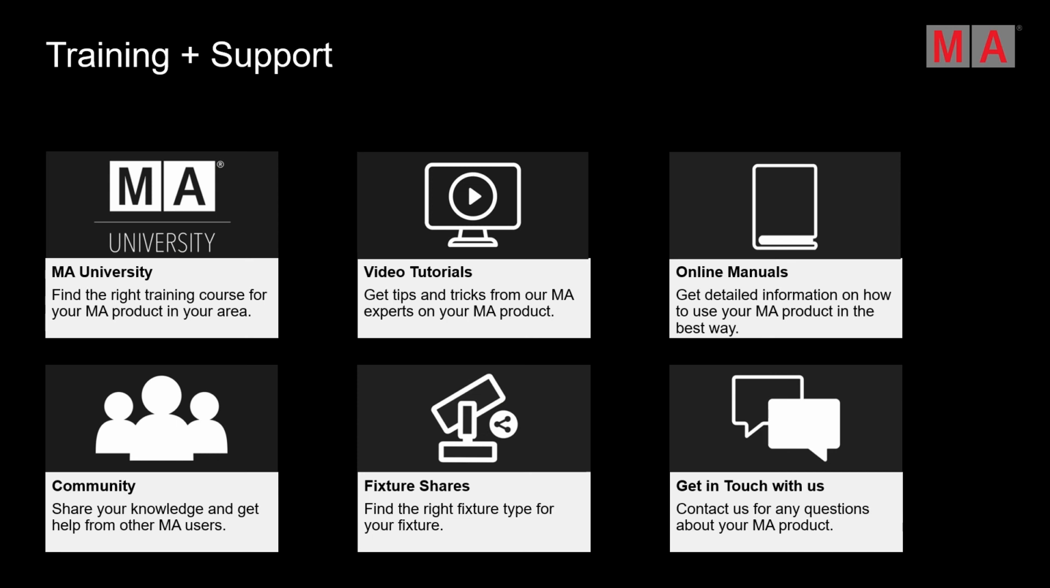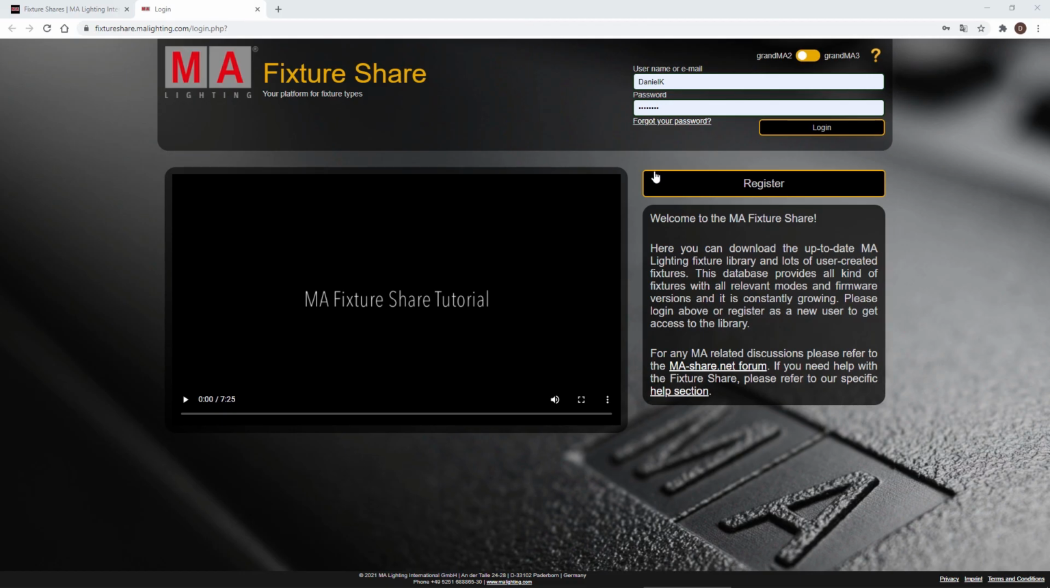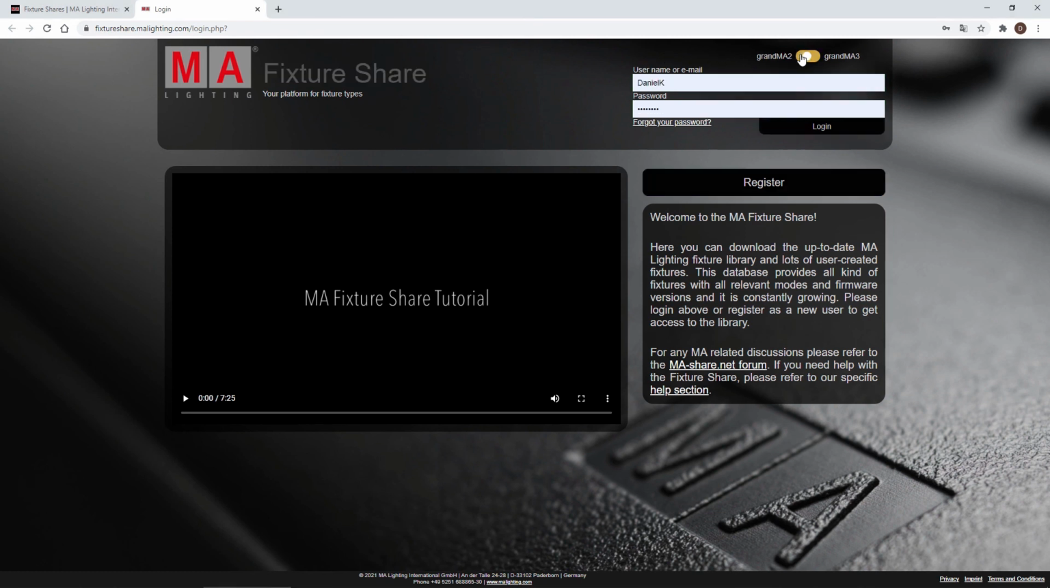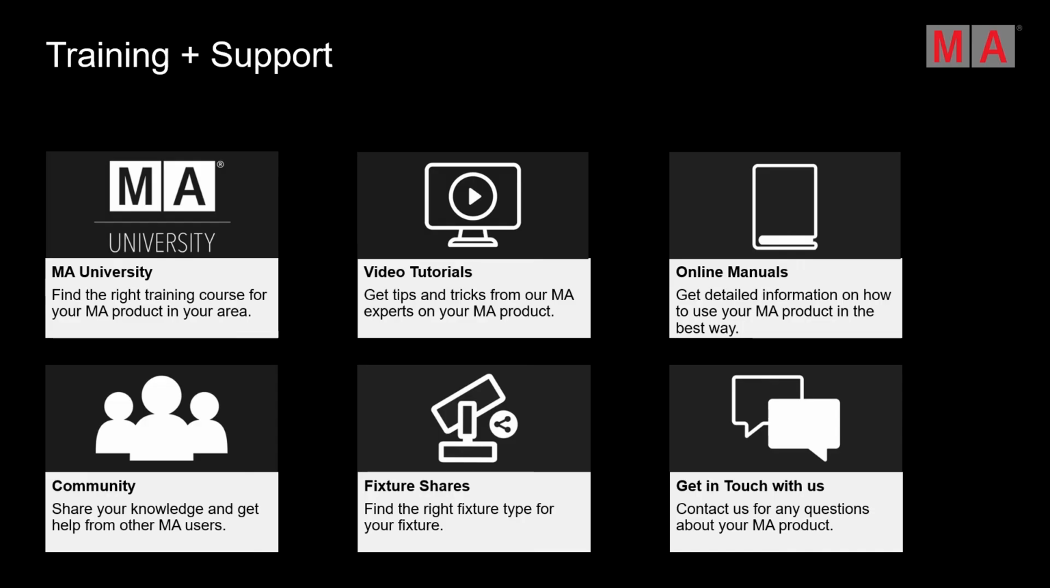Furthermore, there is the MA fixture share, where you can find the right fixture type for your fixture. Of course, you know the problem that sometimes your fixture has a different software version and your fixture type does not match the DMX footprint in your console. Then please have a look at the fixture share and you will find the correct fixture type you need for your show.